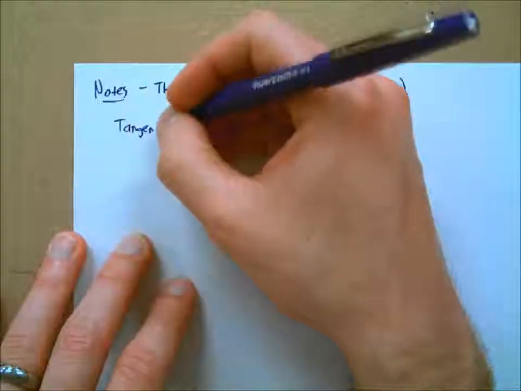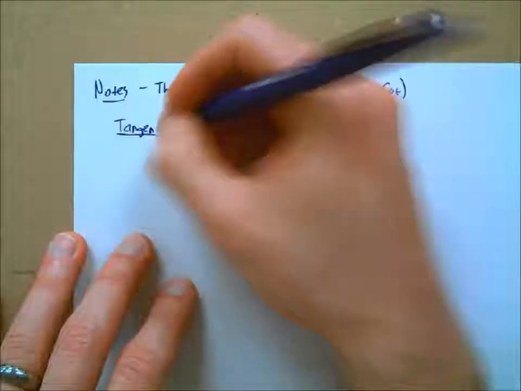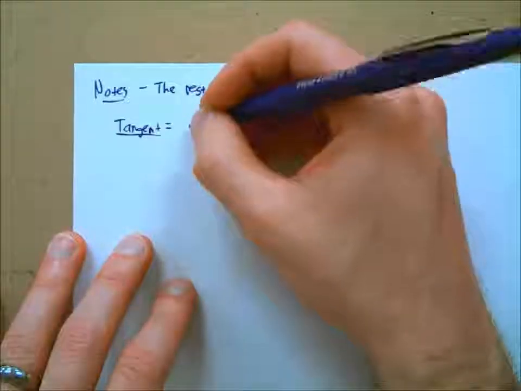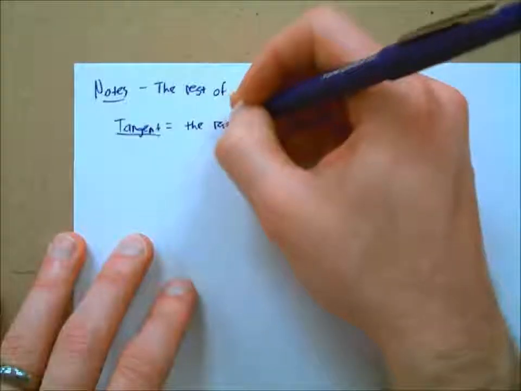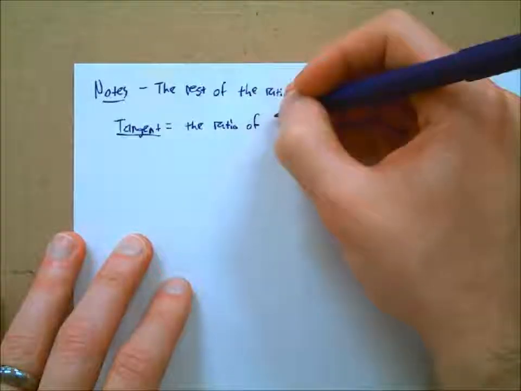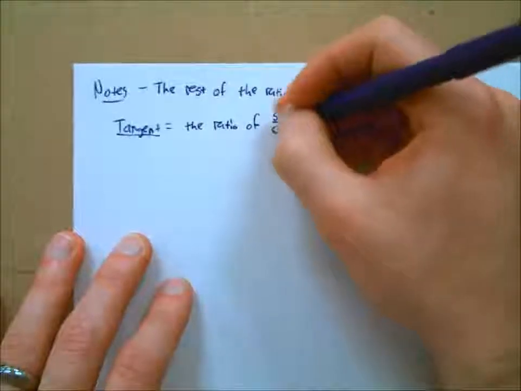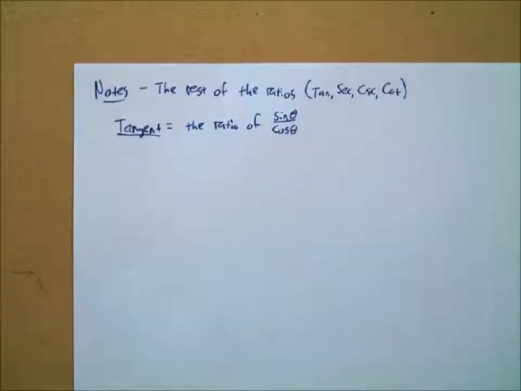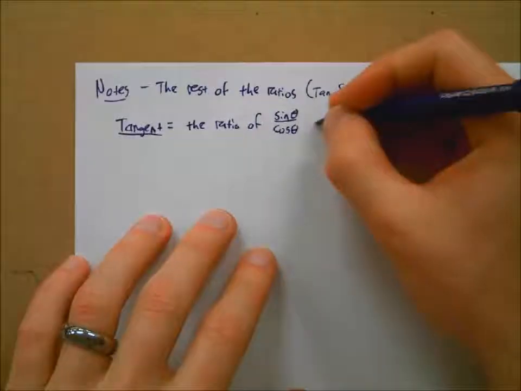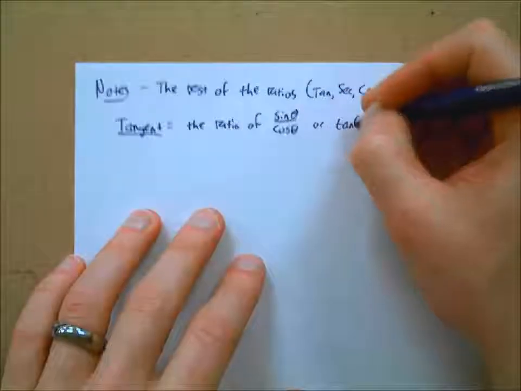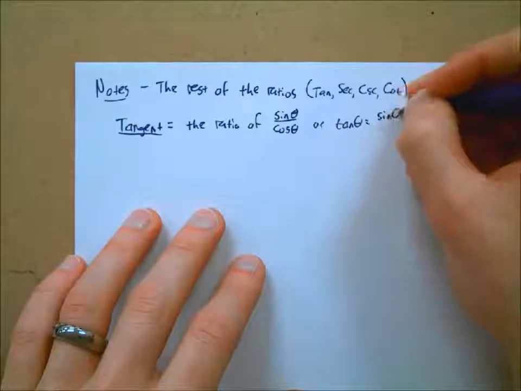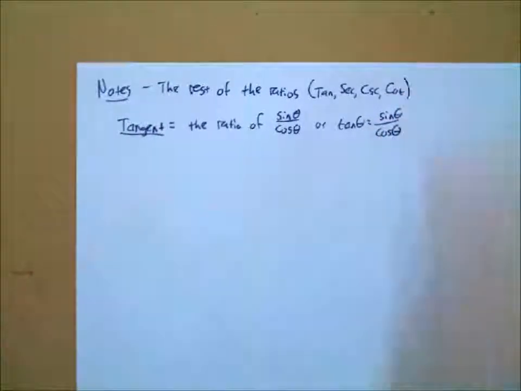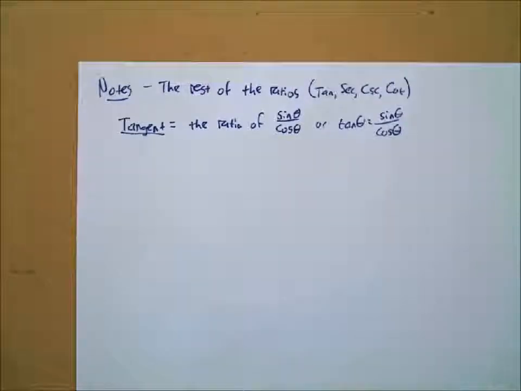Okay, here's the key concept we're going to use to help us to identify tangent. Tangent is equal to the ratio of sine theta over the cosine of theta. So tangent of theta is equal to sine of theta over cosine of theta. So in other words, anytime you want to find tangent of an angle, you just do sine of that angle divided by cosine of that angle, and that'll give you tangent of the angle.